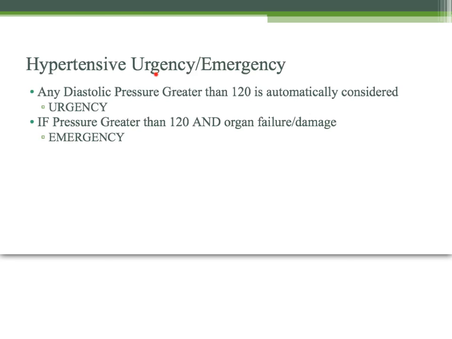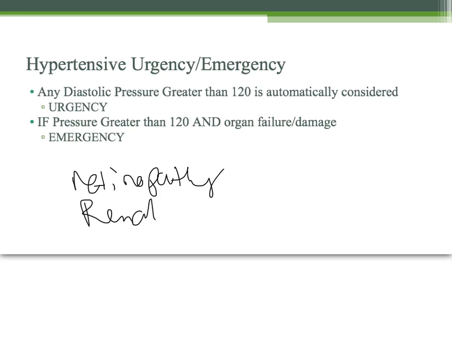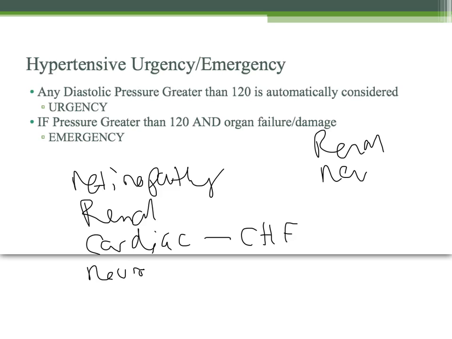The difference is with the urgency, it is asymptomatic. With emergency, it's evidence of organ failure or damage. So that could be a lot of things. So you could have retinopathy. You can have renal failure, renal disease, where the glomerulus is being damaged. There can be cardiac remodeling, so the heart is changing its size and shape and strength. And what plays into that is heart failure. You can also have neurological events where there's too much pressure on the brain. And so with this, the main things you're going to look for: renal, neuro, and cardio.